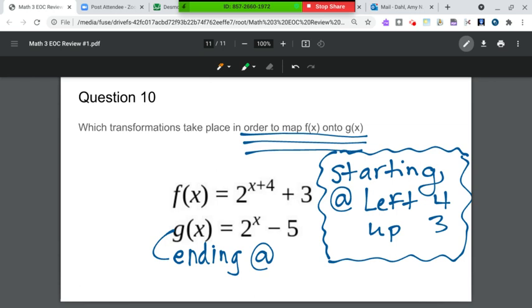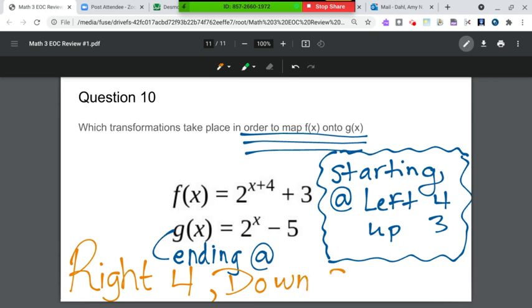She hasn't eaten lunch. You're going right 4, okay, because you were currently left 4. So to go back to just f of x, you've got to move right 4. And then if you're up at a positive 3 and you're going all the way down to negative 5, you've got to move down 8. Okay? Any questions there?